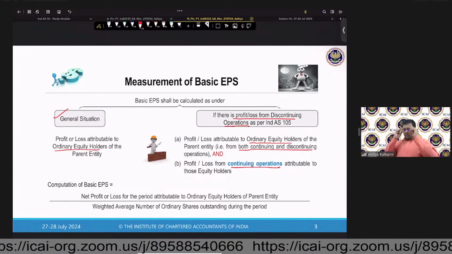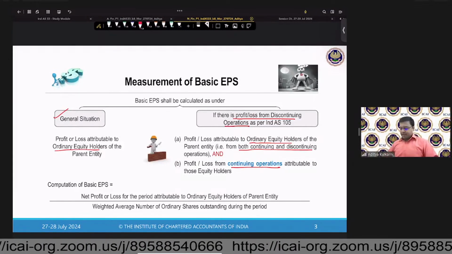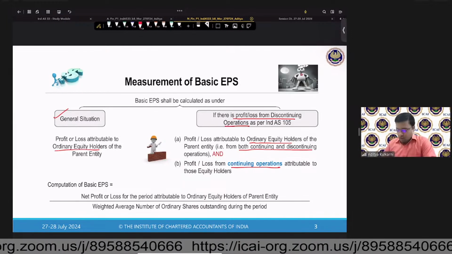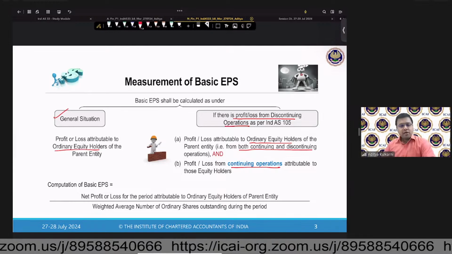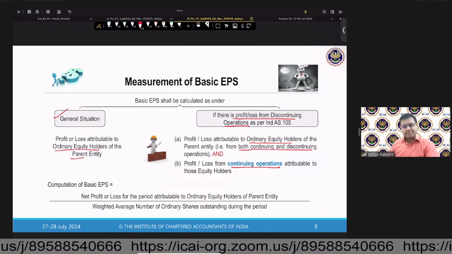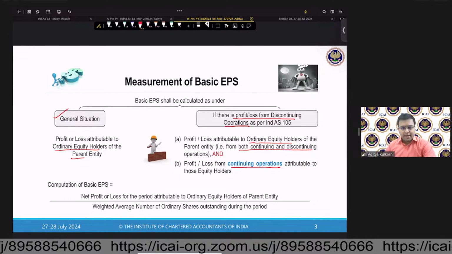Okay. So now coming to basic EPS. Ordinarily, when there are no discontinuing operations, it is going to be profit or loss attributable to ordinary equity holders of the parent entity. So this is what we do in the ordinary case.